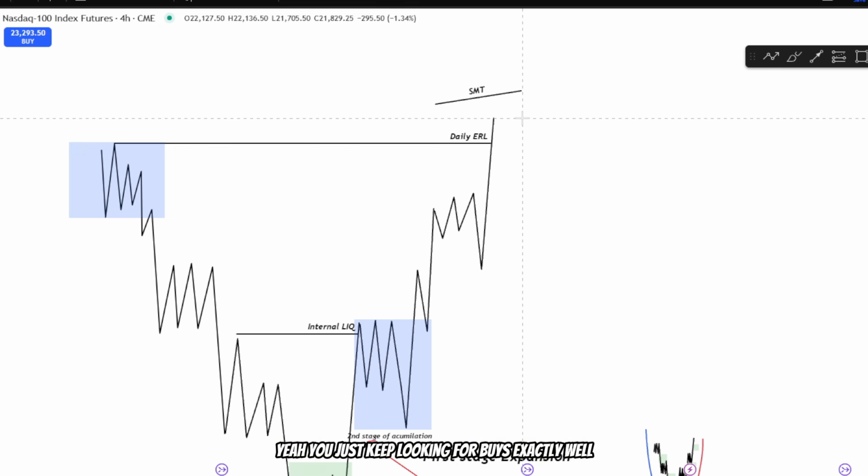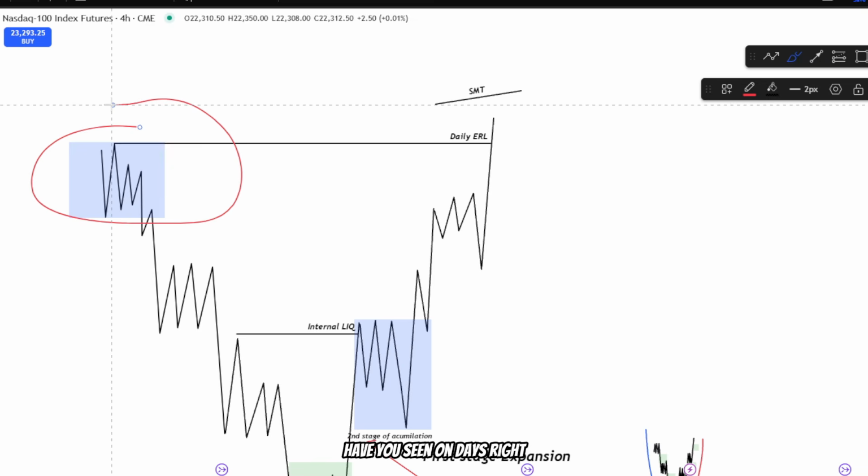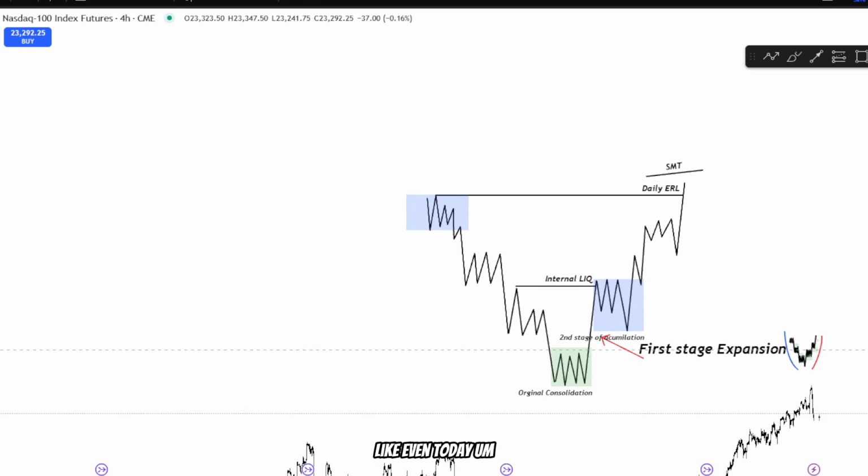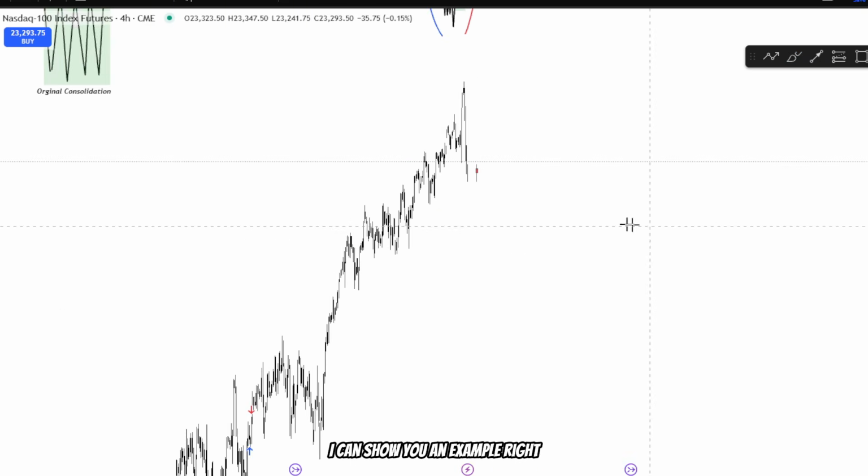Yeah, you just keep looking for buys. Exactly. Well said. Literally, you just keep looking for buys until that happens, right? Because this doesn't give you the confirmation. Like you've seen on days, right? Even today, I can show you an example.